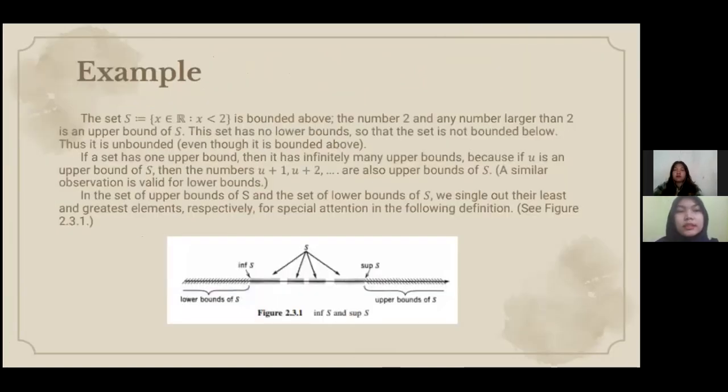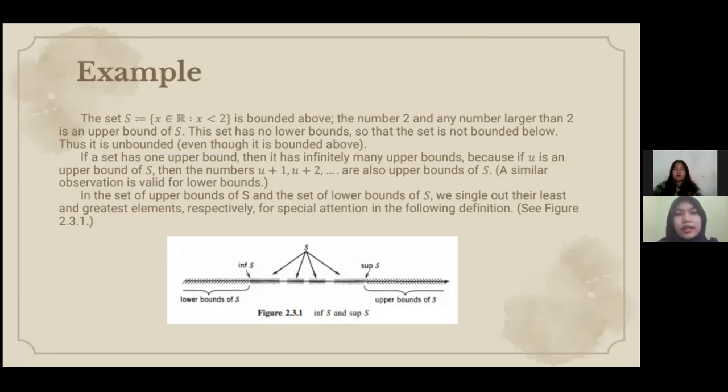For example, the set S = {x in R : x < 2} is bounded above by the number 2, and any number larger than 2 is an upper bound of S. The set has no lower bound, so it is not bounded below. Thus, it is unbounded even though it is bounded above.